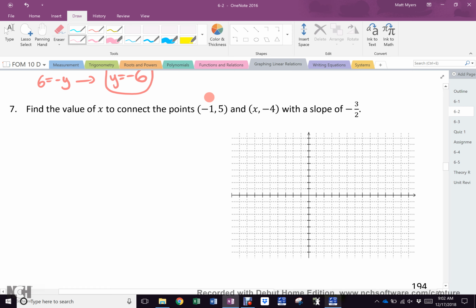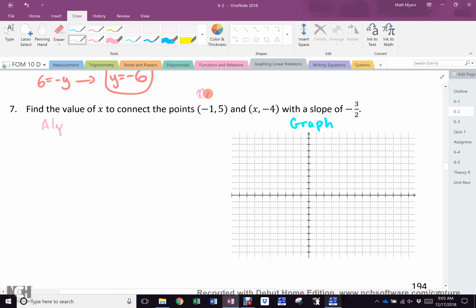Once again, do it algebraically and graphically. I don't care which one you start with. If I'm doing it algebraically, what do I have to do to all these points? I got to assign them a value. What do you want to make this one, Ariana?